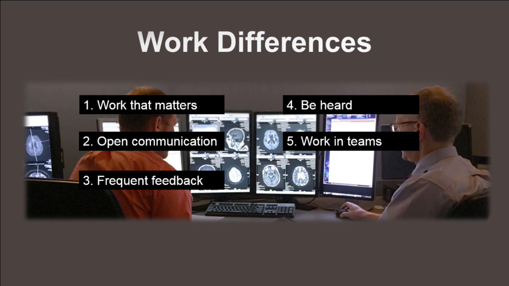They really like to work in teams. So again, reading rooms that have more than one person in them at a time are really great, as is involving them on hospital tumor boards, again very beneficial to the field and to everybody's professional satisfaction.